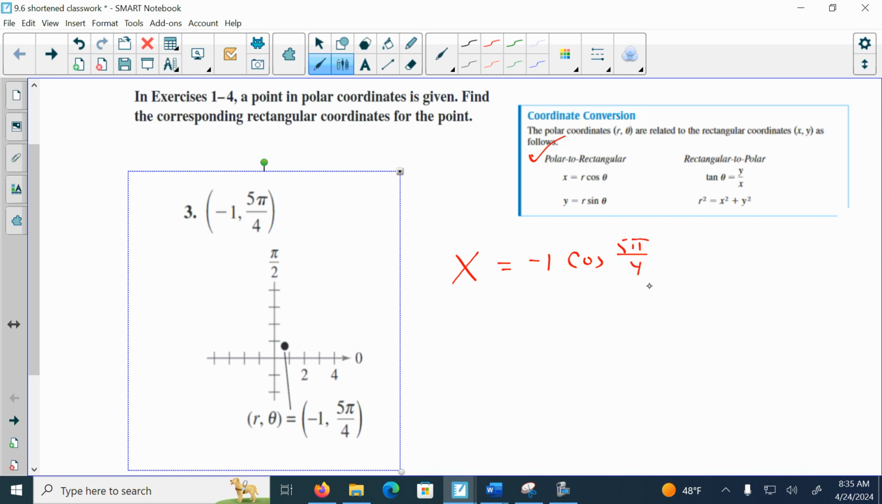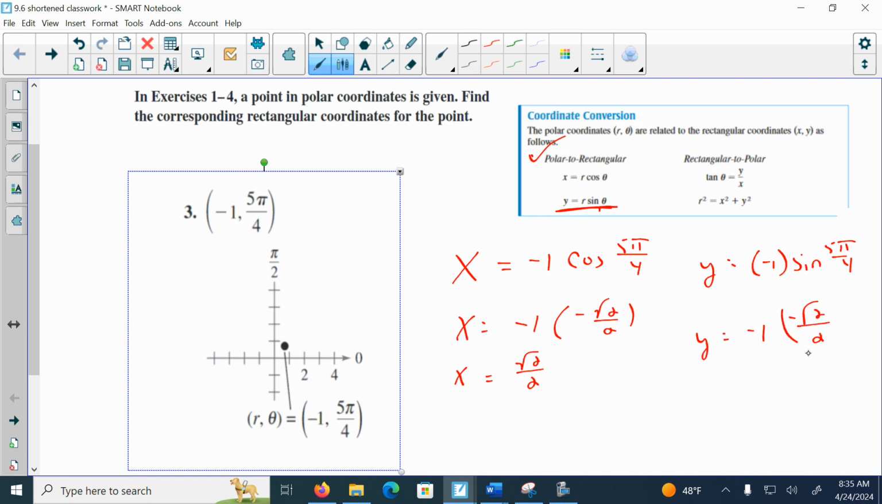These values are on my unit circle, so I'm not going to use a calculator to find them. I'm going to take -1. The cosine of 5 pi over 4 is a negative square root of 2 over 2. And when I multiply those, my x value will end up being a positive square root of 2 over 2. To find the y value, I'm following the same pattern, but now I'm using this one for y. Y is going to equal r, which is -1, times the sine of 5 pi over 4. So y is equal to -1, and then the sine of 5 pi over 4 is a negative square root of 2 over 2. And so I'm going to get a positive square root of 2 over 2.